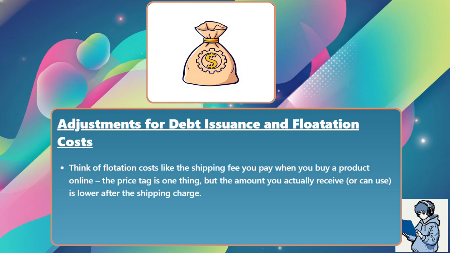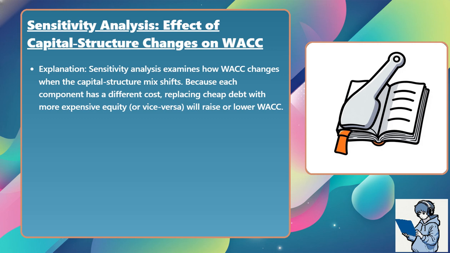The price tag is one thing, but the amount you actually receive or can use is lower after the shipping charge. Explanation: sensitivity analysis examines how weighted average cost of capital changes when the capital structure mix shifts. Because each component has a different cost, replacing cheap debt with more expensive equity or vice versa will raise or lower weighted average cost of capital.